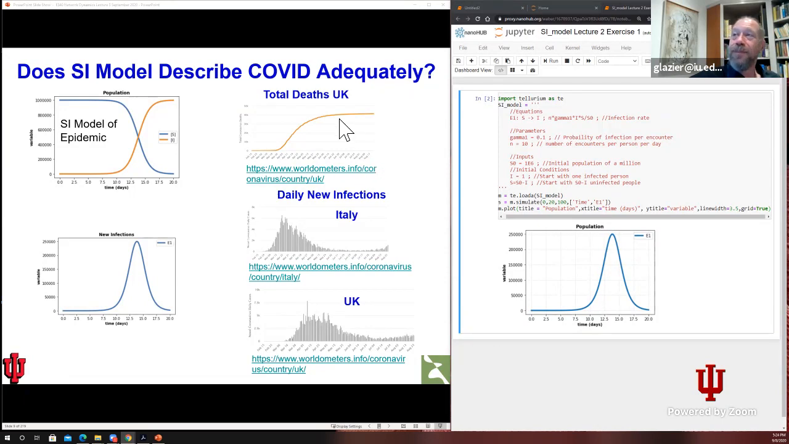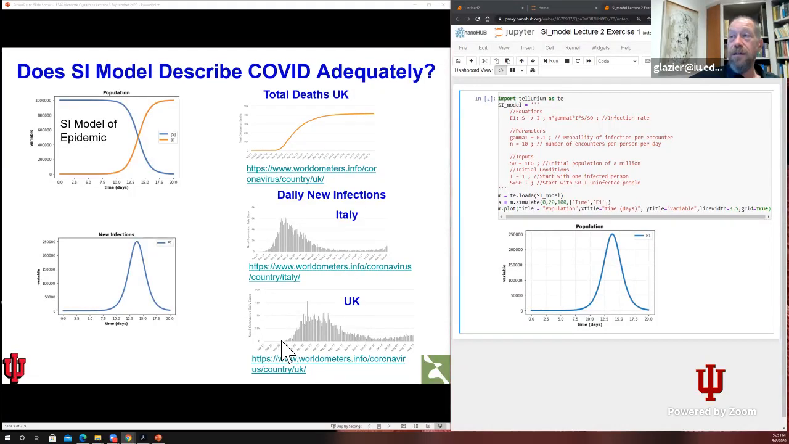But in any case, one of the things you'll notice about the sigmoid in total deaths is that the shape of the sigmoid when it's turning on and then when it's turning off are different. And that's not true of our sigmoid here. That becomes even more clear if I look at daily new infections. If I look at daily new infections in Italy, what I see is that there's a turn on, which doesn't look that different from the beginning of my blue curve, and there's a maximum. But then the decay of this curve is quite slow compared to the turn on.